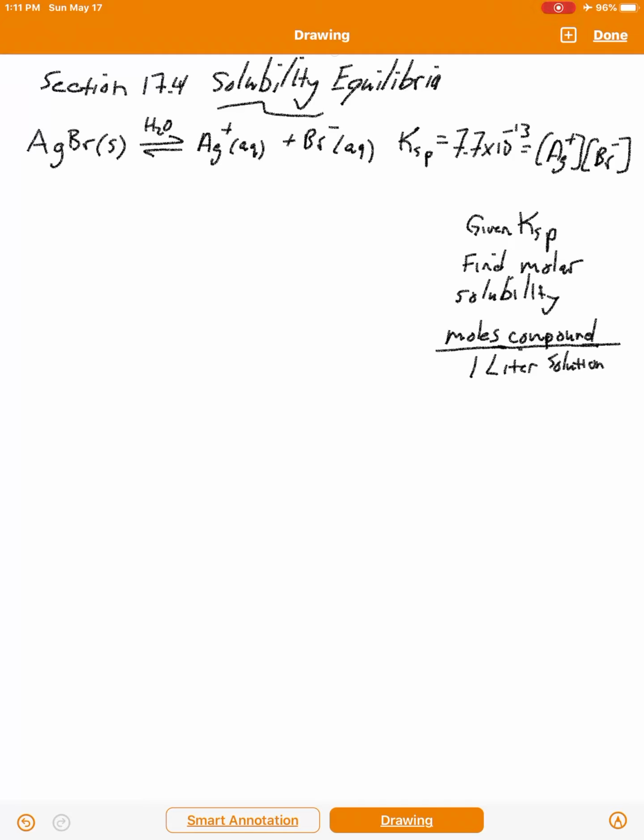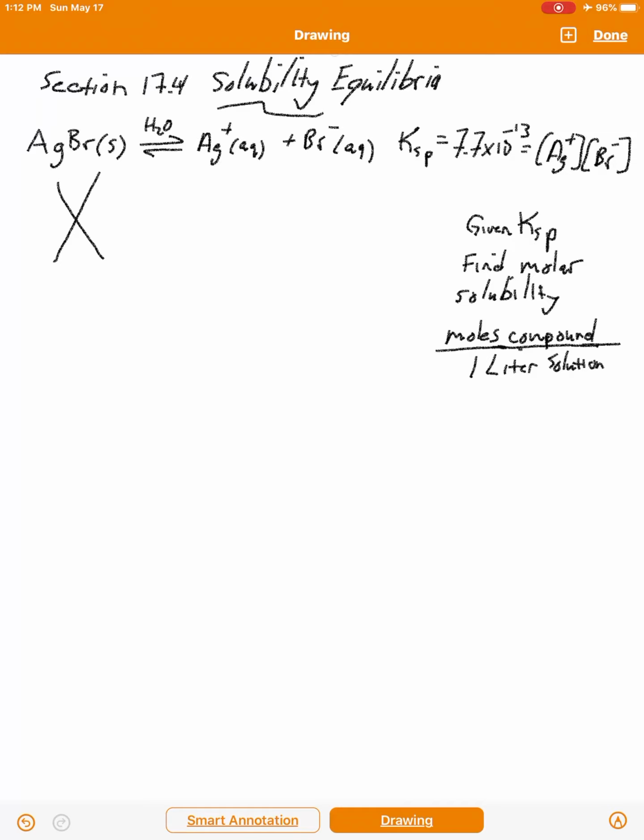Now, here's how we're going to go about this. We don't have any initial concentrations like we've had in previous types of equilibrium problems. We just have the value of K. But it turns out because only the products are in the expression for K, these types of problems are really straightforward. So here's what we do. Silver bromide is a solid, so we're not even going to worry about silver bromide in terms of doing any calculations with it. What we're going to focus on are the products because those can dissolve into water.